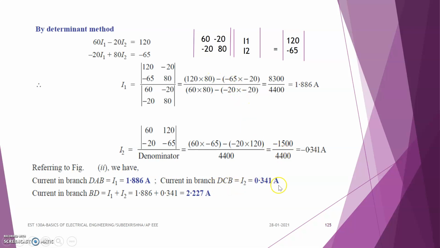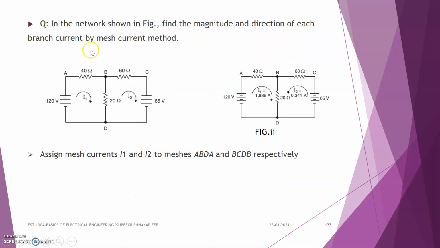The value of I2 is negative here, so we come to the conclusion that the assumed direction of I2 is wrong. This figure shows the direction of currents. I1 is flowing in the clockwise direction, and its value is 1.886 ampere, and I2 is flowing in the anti-clockwise direction and its value is 0.341 ampere.